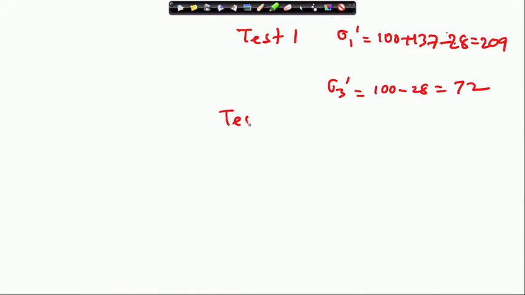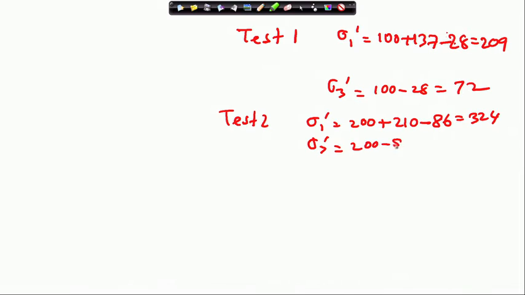Similarly, test 2: we get sigma 1 dash will be equal to 200 plus delta sigma, which is 210, minus u, which is 86. So that gives you 324, and sigma 3 dash will be equal to 200 minus 86, that will be equal to 114.